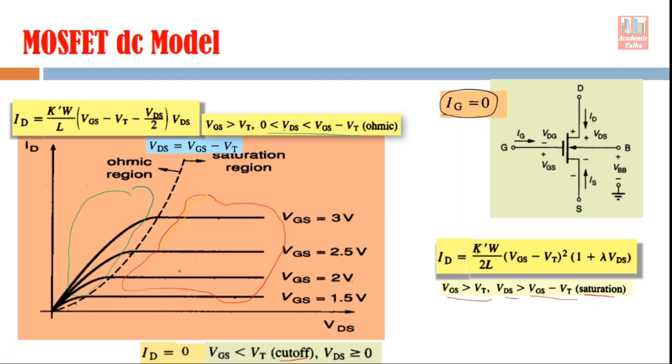So now you can see that all important regions of operation of the MOSFET device, ohmic region, saturation region, cutoff region, have been modeled with the help of these equations. So how the drain current varies when the device moves from one region of operation to another region of operation, that behavior is shown with the help of these model equations.